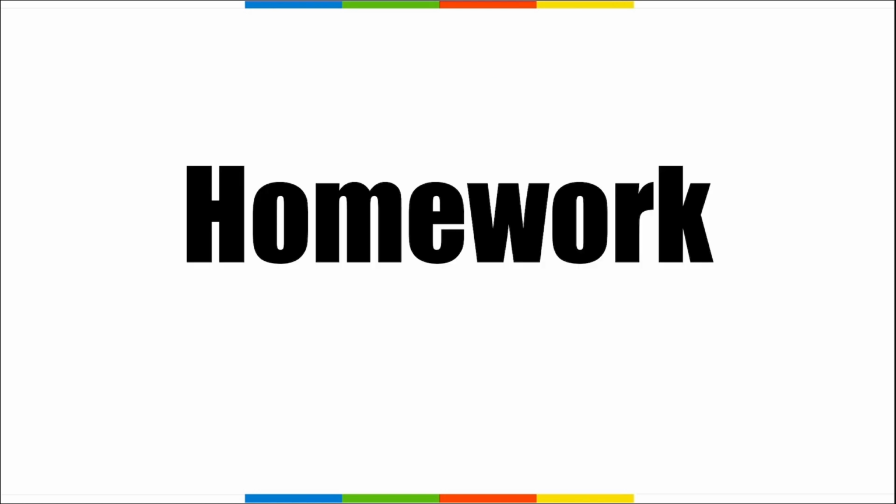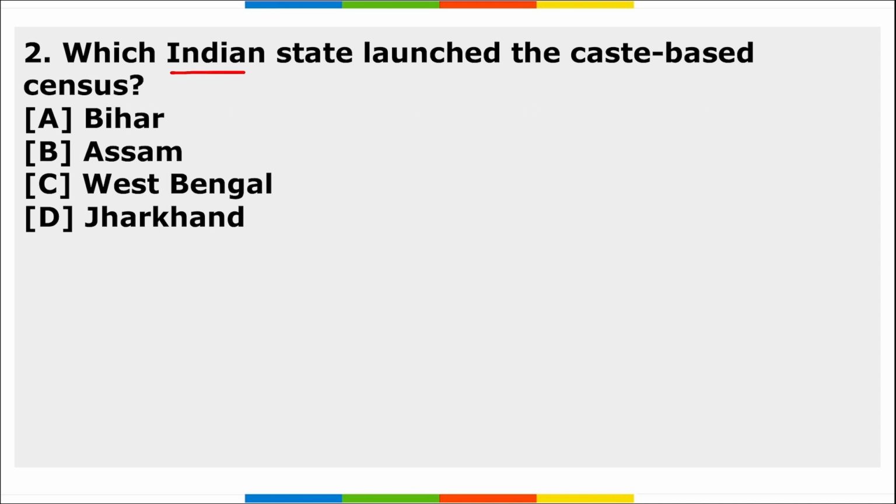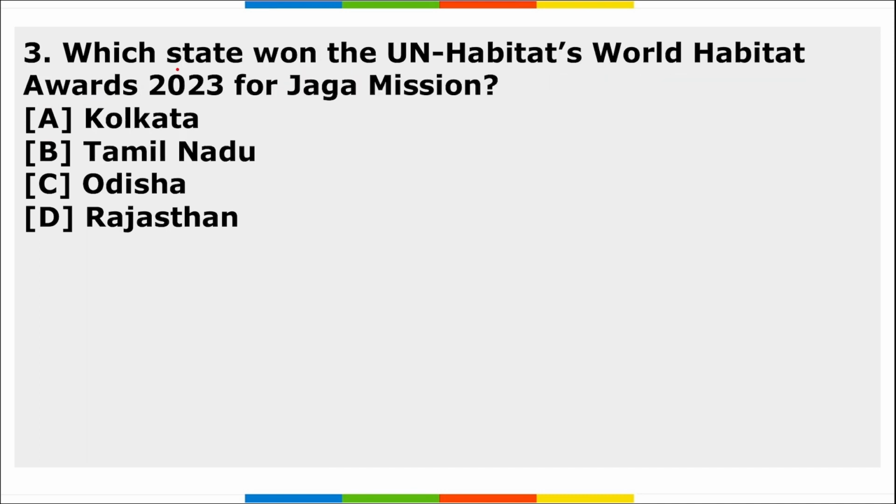Alright, so these are important, friends, and these current affairs will definitely help boost your preparation. Now it's time for your homework. First, which Indian public sector bank received the RBI approval to hold special rupee Vostro accounts of 3 banks from Sri Lanka? Important. Second, which Indian state launched the caste-based census? Third, which state has won the UN-Habitat's World Habitat Award for 2023 for the Jagga Mission?